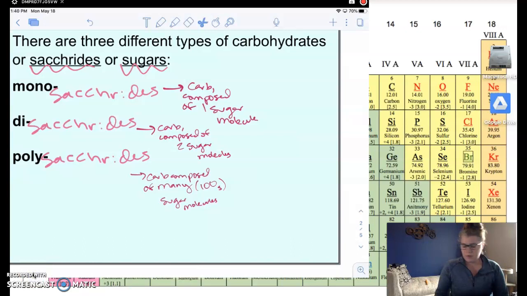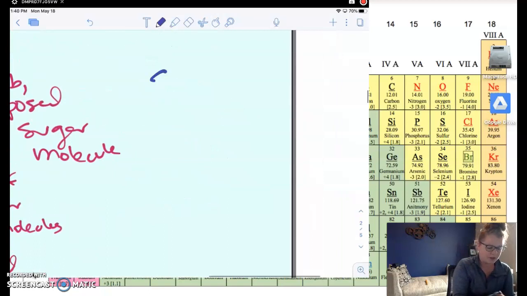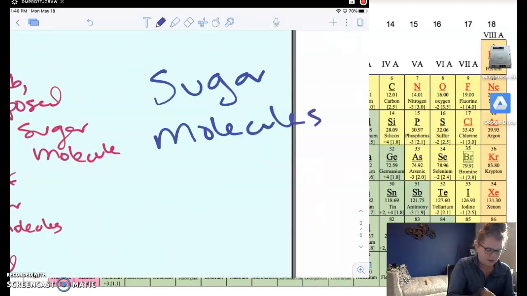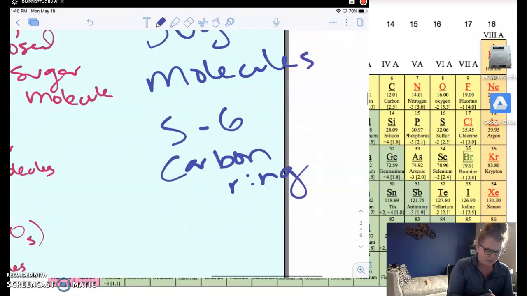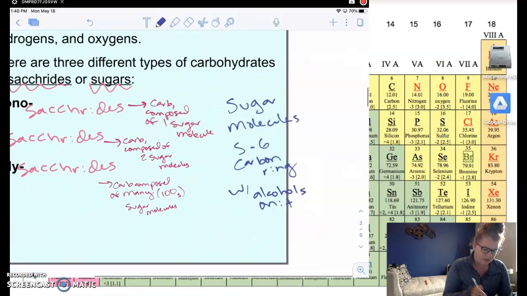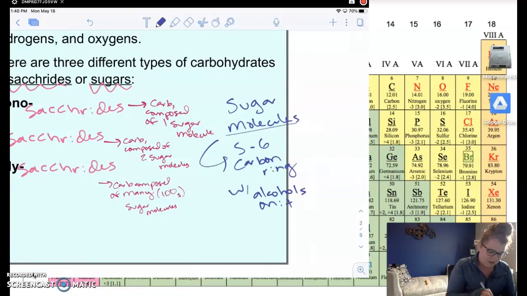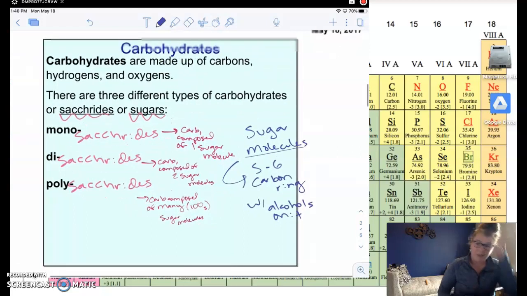So what is a sugar molecule? A sugar molecule, and I'll show you a picture of one here in just a second, but for your definition, a sugar molecule is a 5 to 6 carbon ring with alcohol functional groups on it. So a sugar molecule is a 5 to 6 carbon ring with alcohols on it.